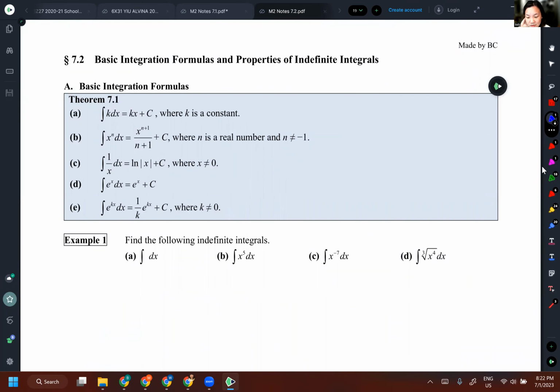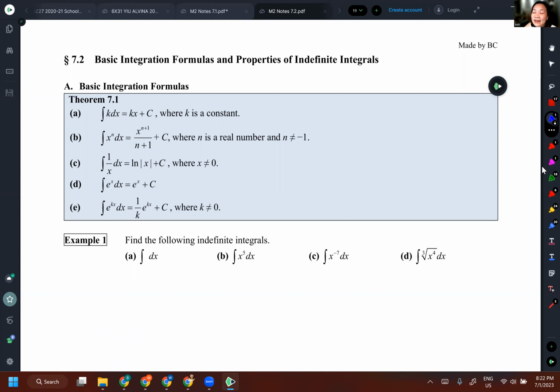Now, the second part of this chapter is to do basic integration. We cannot, every time you are given a differentiation, just rewrite it into integration. Most of the time you're not given the differentiation. You're supposed to find the integration yourself. And to do that, you need to do differentiation backwards. That is not easy. So we will give you a few basic formulas.